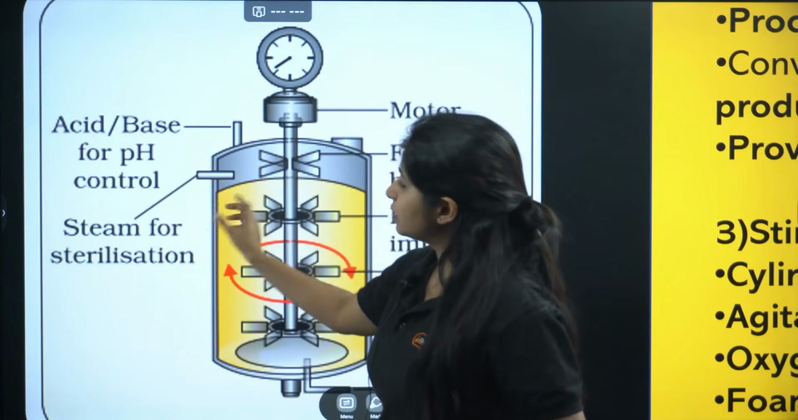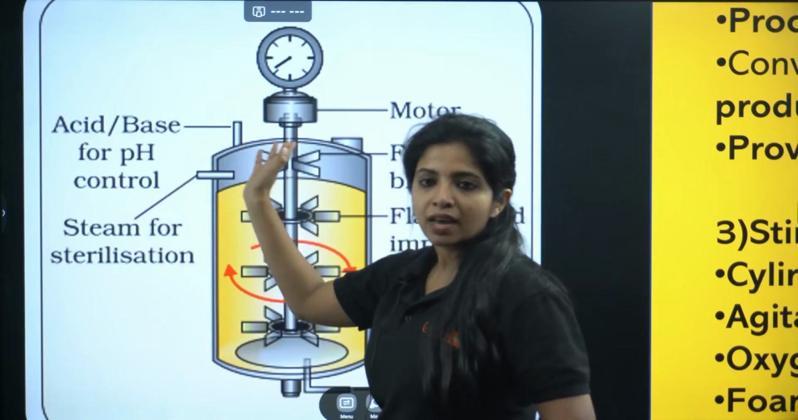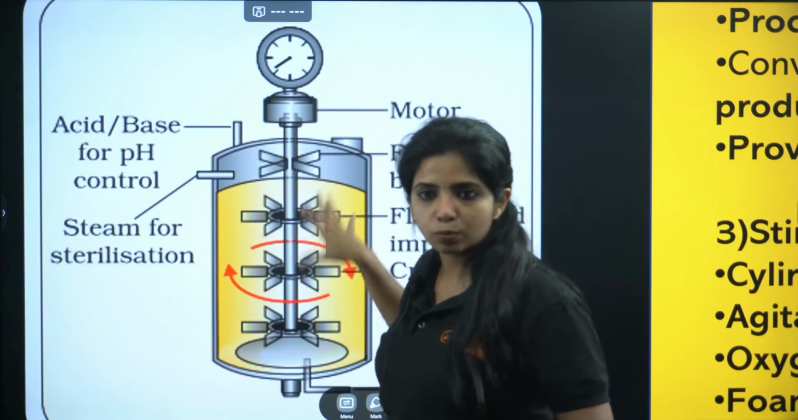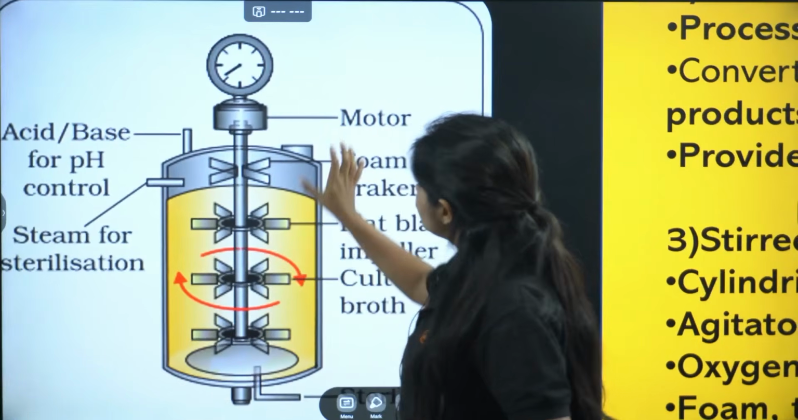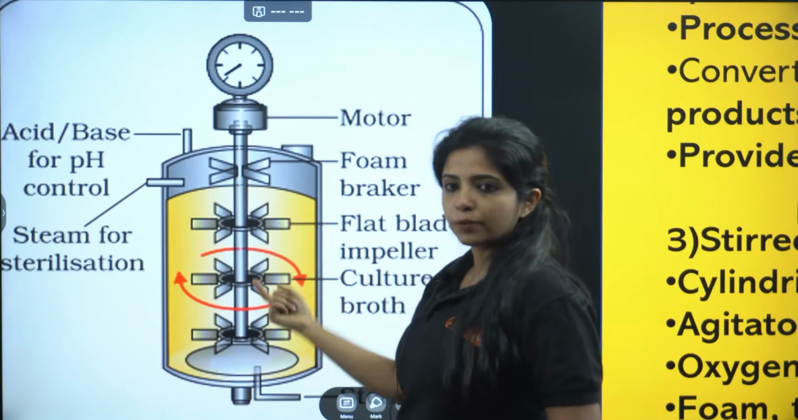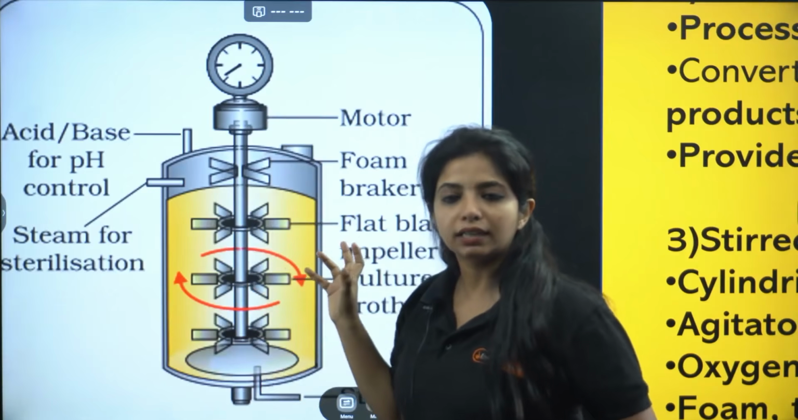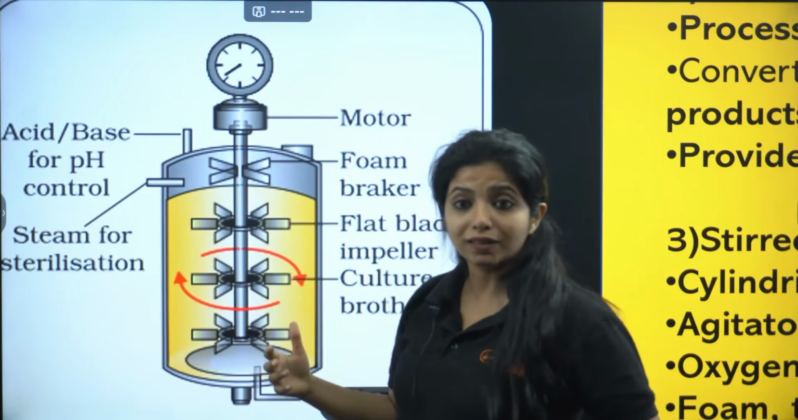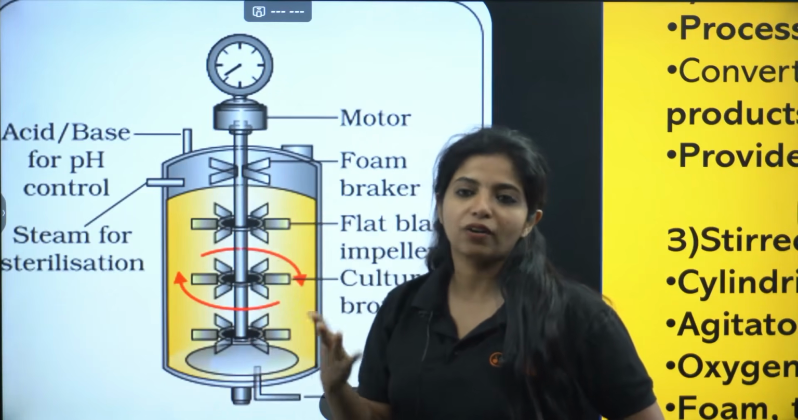There's a window where you pass the steam, and this steam sterilizes everything once it is done. That is the window for that. And now you have a motor. This motor is required to make this work. This thing that you see is what? The impeller, or basically I can call this a stirrer. It will be more correct if I call this a stirrer.